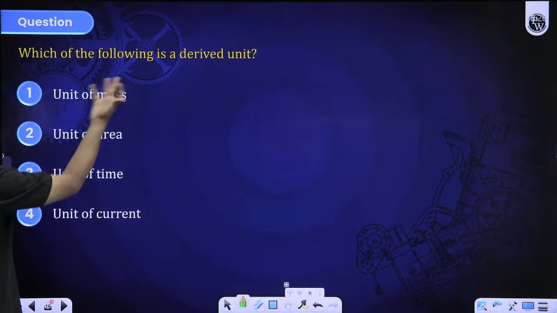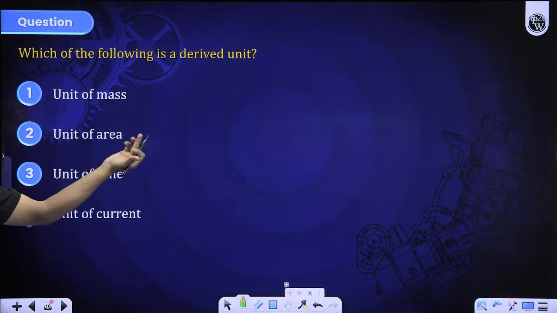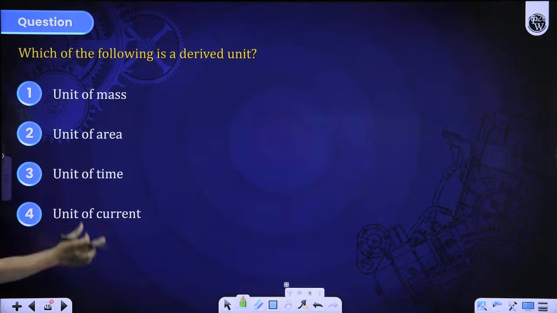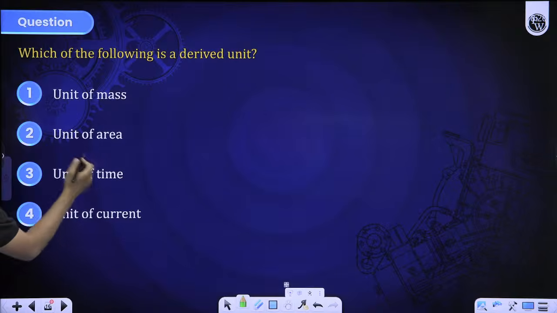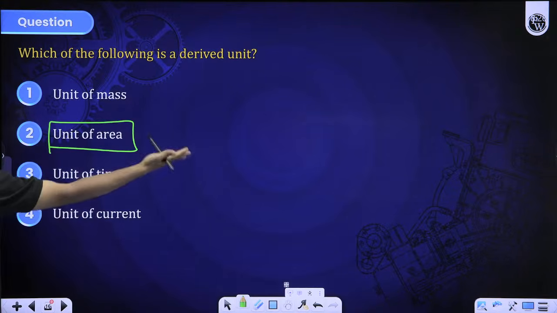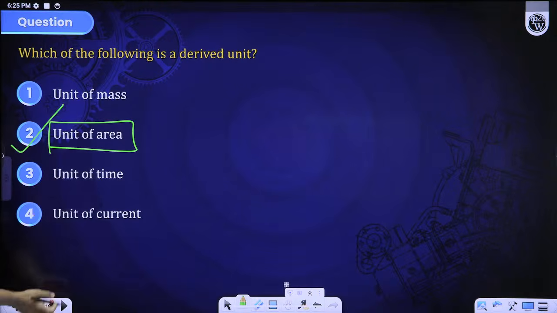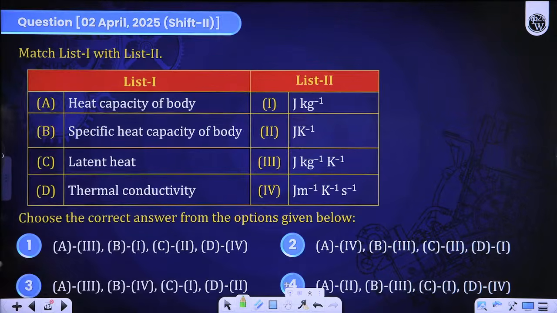Simple thing: which of the following is a derived unit? Mass is a fundamental. Time is a fundamental. Current is a fundamental. Area is there. The unit of area is meter square. So this is my derived physical quantity.